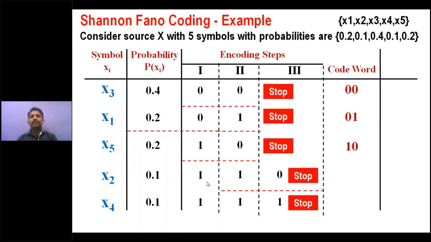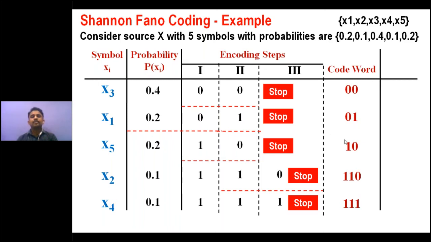By looking at the table from left to right, 1, 1, 0. And the last symbol X4, the same length, 3 digits are there, left to right direction, 1, 1, 1. Clear now? So with this, code word generation is completed.